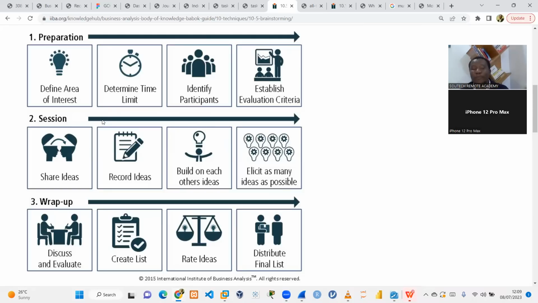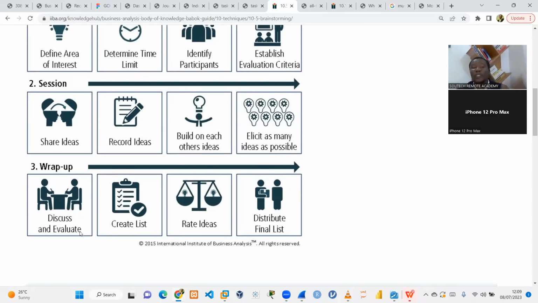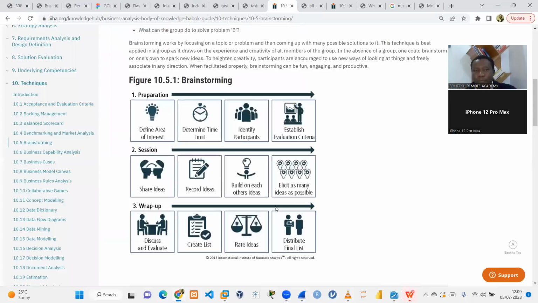That's why at the end of brainstorming sessions, you have what we call minutes of meetings. So minutes of meetings are like the elicitations of your brainstorming sessions. Then to wrap up, you need to do what? You need to discuss and evaluate what you brainstormed on. You need to create a list. You need to see how to relate the ideas, right? You need to relate the ideas because you can have two ideas. You have to weigh them. You have to balance them up and see which one has more credence. You have to know which one makes more sense. Then you distribute a final list of what you have from a brainstorming session.